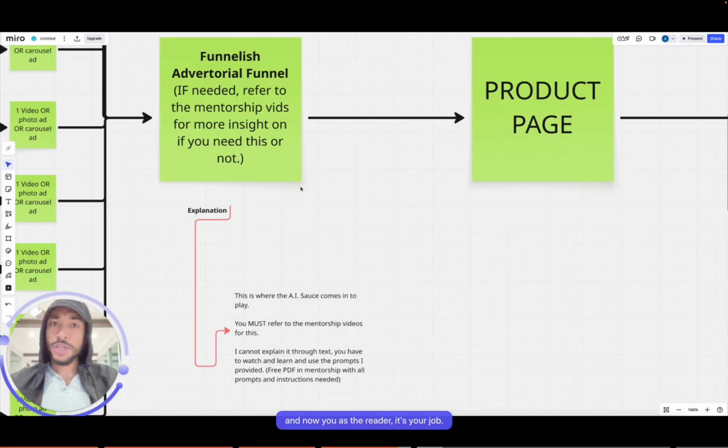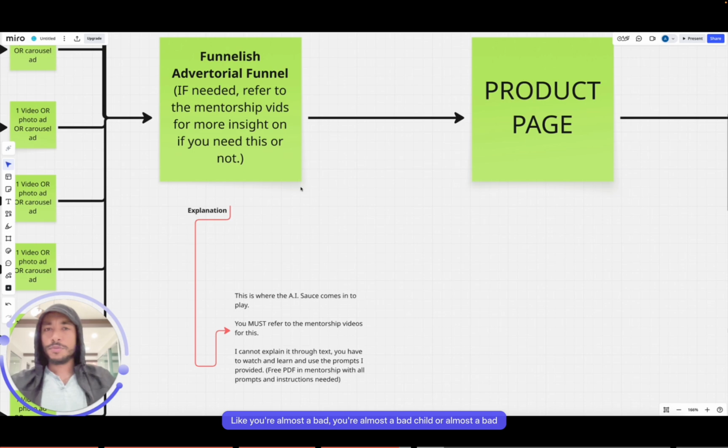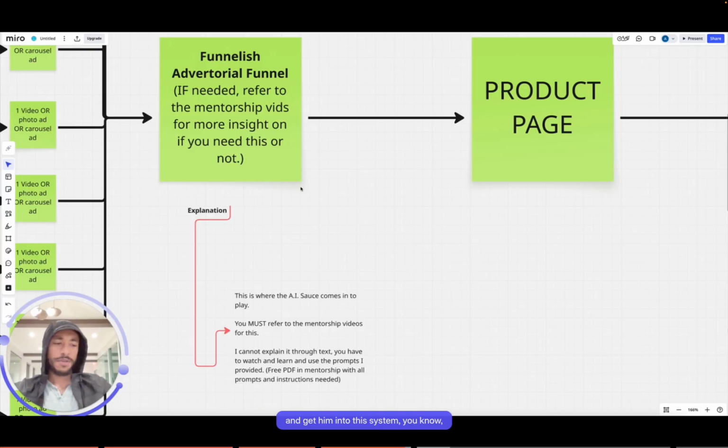And now you, as the reader, it's your job. Like, you're almost a bad child or almost a bad granddaughter or grandson if you don't help Grandpa and get Grandpa this supplement and get him into this system. You know, this is what AI is going to do for us. It's going to weave this crazy story together.